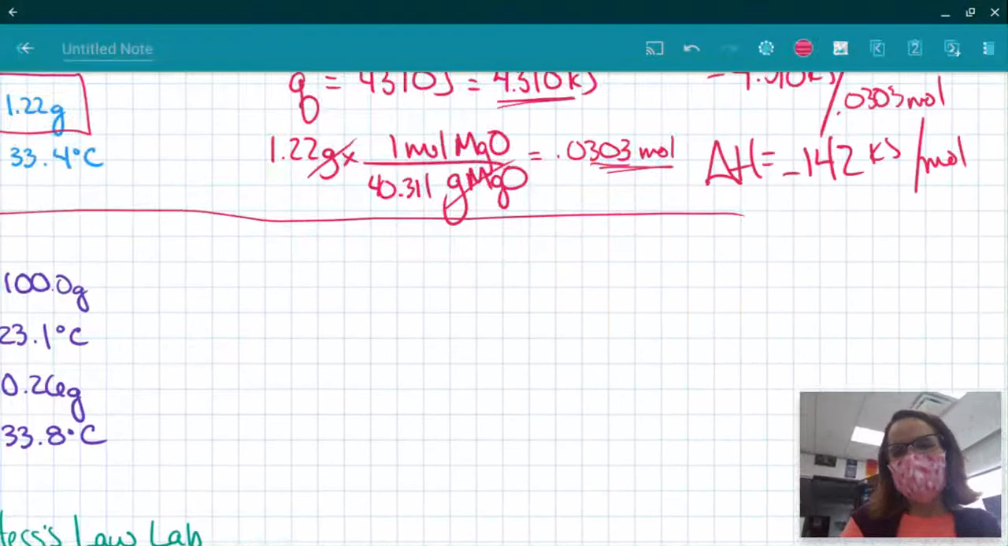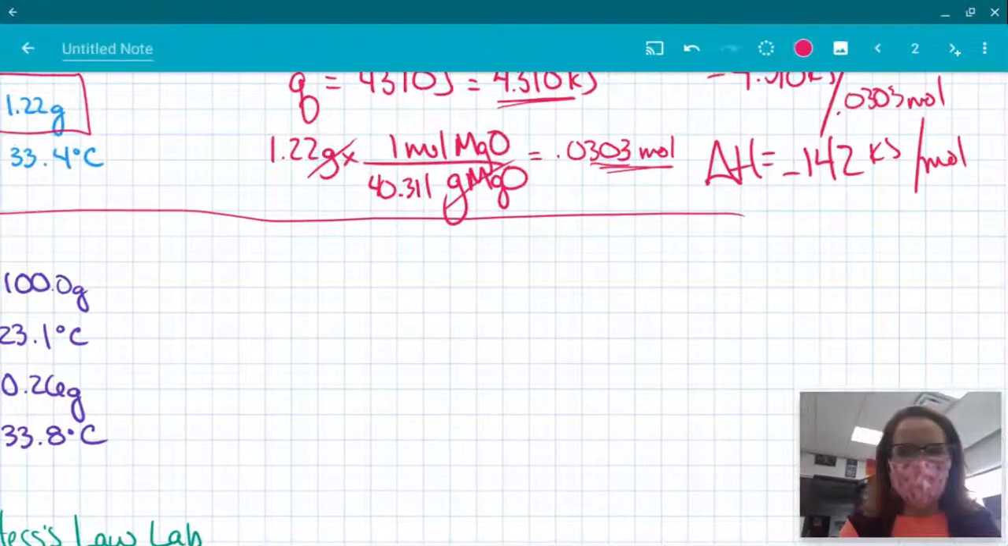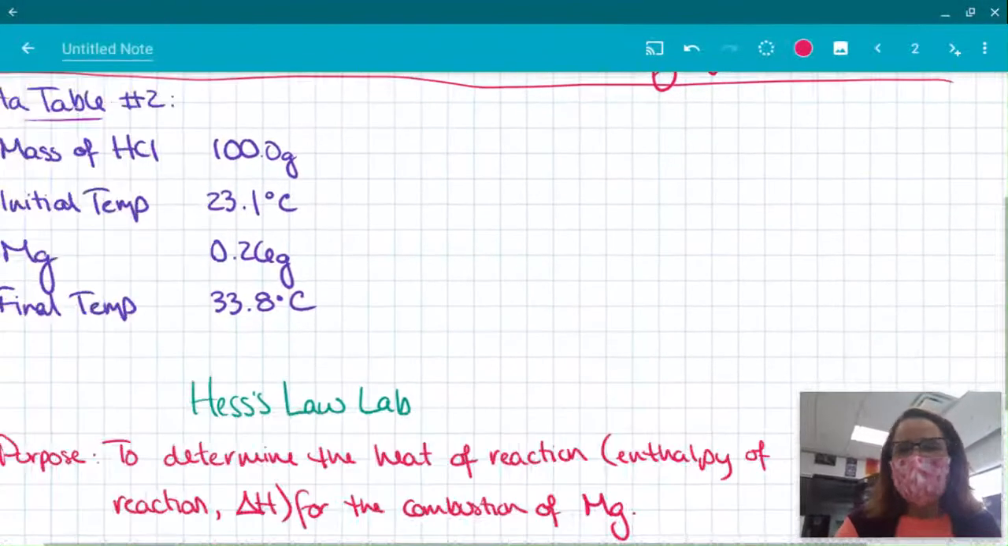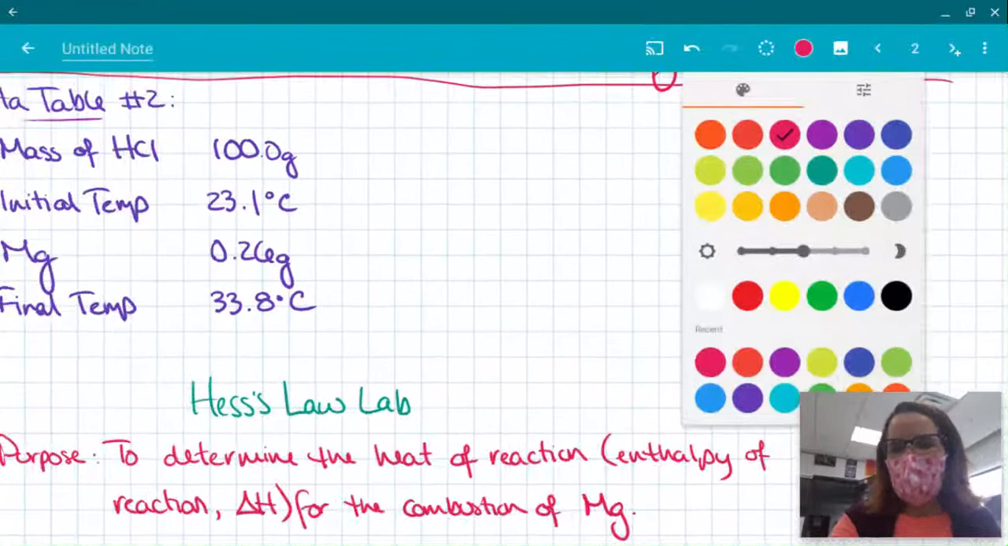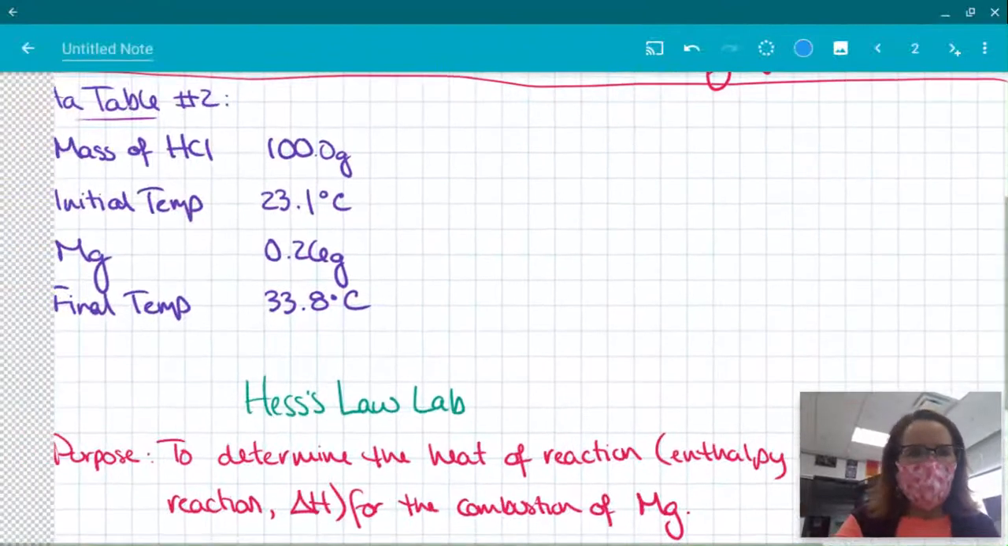Computers are so handy, aren't they? Look at that. I love it. Okay, I'm such a nerd this way. Okay, let's switch up colors so that we can see it differentiated a little bit more clearly.